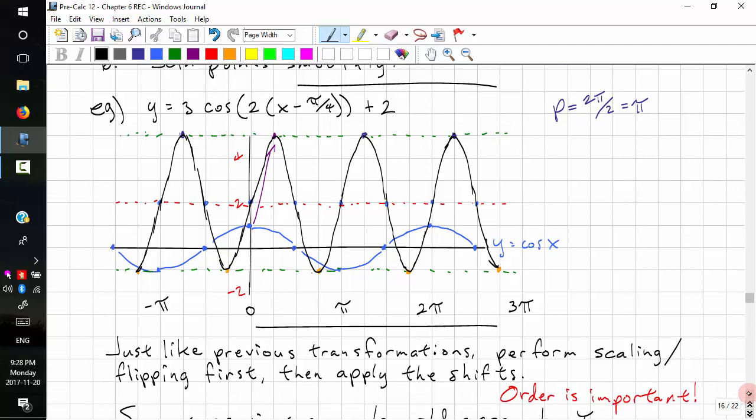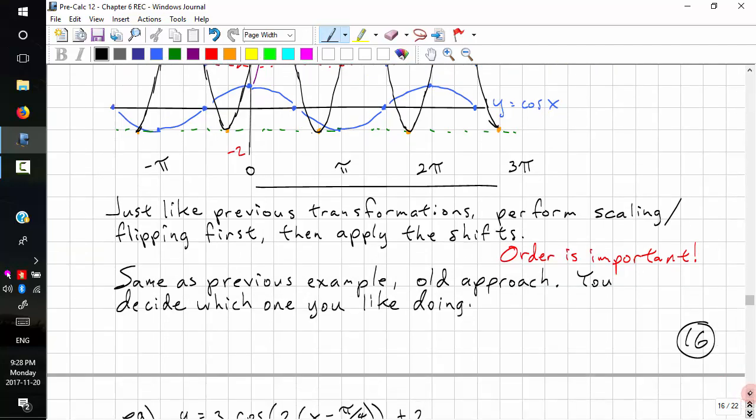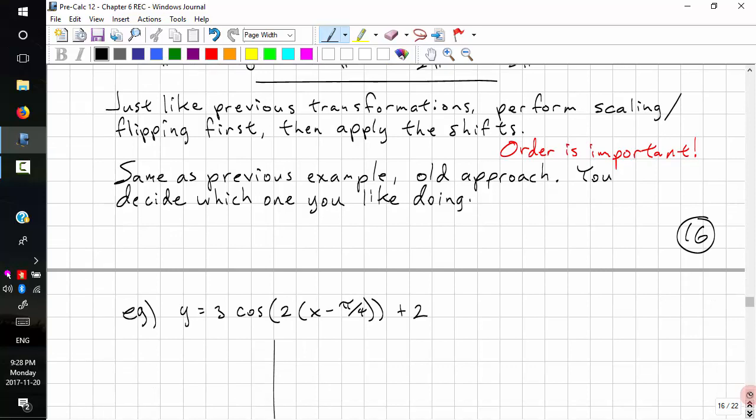And the next method is just like the previous one we've learned. We can perform the scaling and flipping first, then apply the shifts. And again, order is important. And we're just going to do exactly the same example. That way you can compare the two.